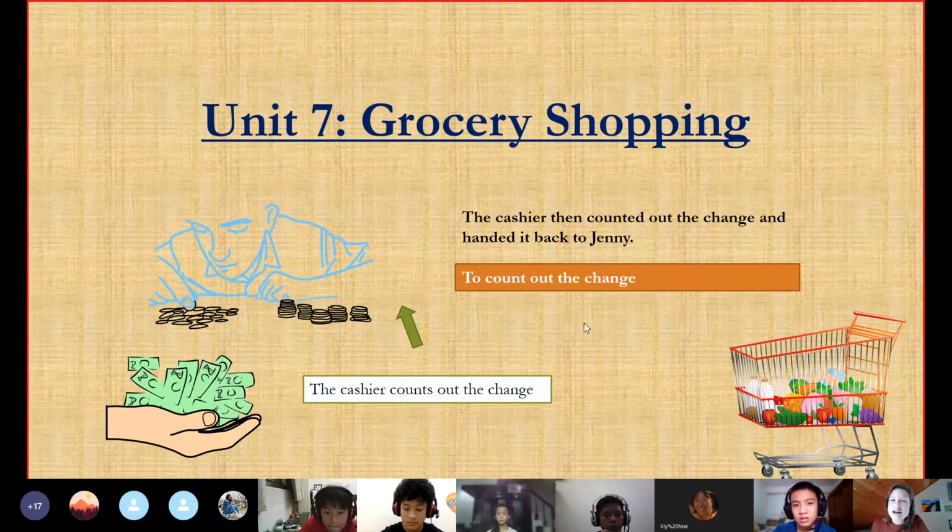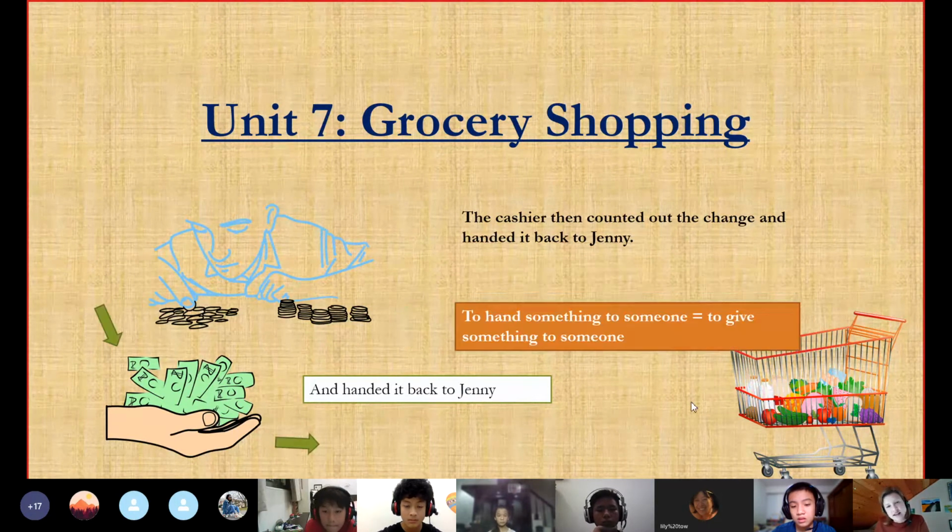So to count out the change means the cashier is looking at the money and counting 1, 2, 3, 4, and counting how much she will give back to Jenny. Okay, so for example, here we can see the cashier counts the change and then hands it back to Jenny. Okay, to hand something back is to give something back to somebody. Okay, let's repeat that one together.